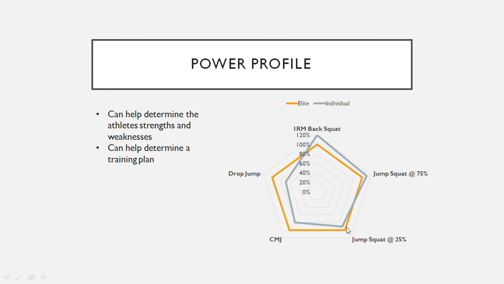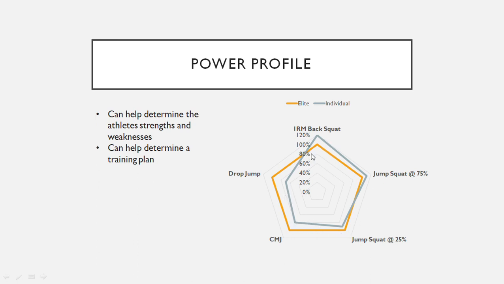What are they? This is like their normal, their average back squat, jump squat at 75%, jump squat at 25%, counter movement jump, and drop jump. So this is sort of going from slow velocities, high force, all the way to higher velocities and lower force. And if we then have an individual who we test, and we test all of these qualities, we can get an idea of where they sort of sit and if their power profile is sort of matching to what we ideally want.